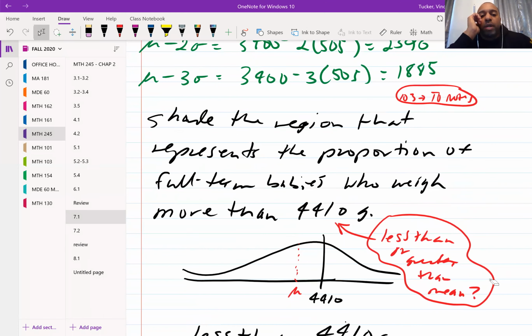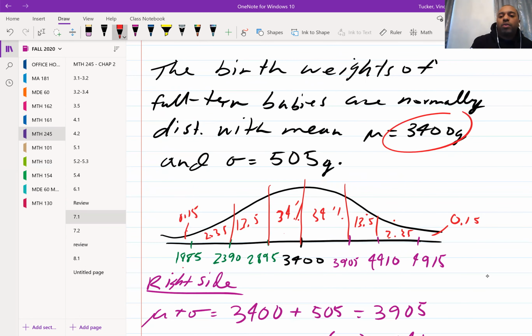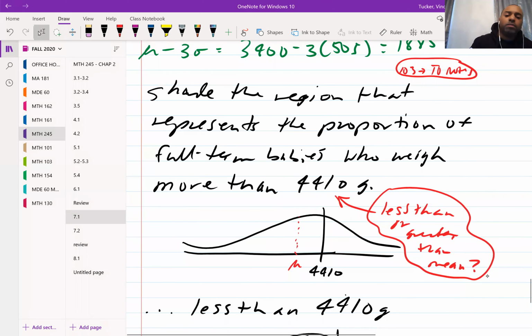So the mean is 3,400. If you're leaning on what we dealt with before, this value is not going to be in the middle. It's going to be to the right. Is it less than or greater than the mean? Of course, it's greater than. So if the mean should be in the middle, then that 4,410 should be to the right of that mean. Remember, our 3,400 would be in the middle, and this should be to the right of that.